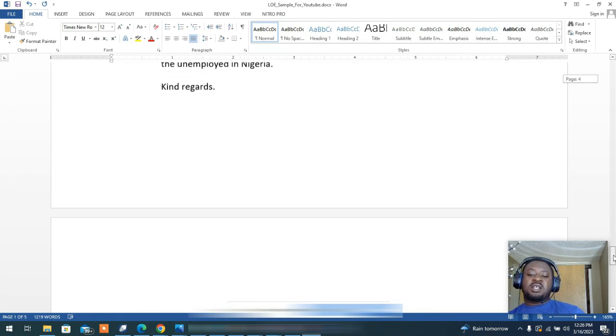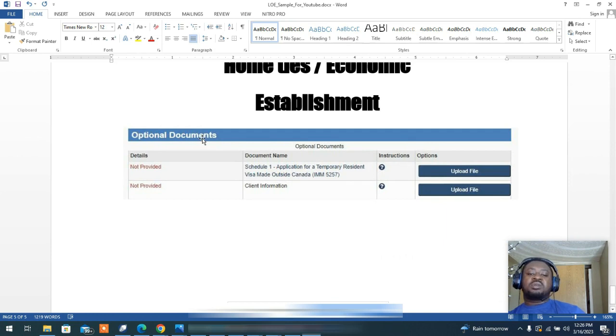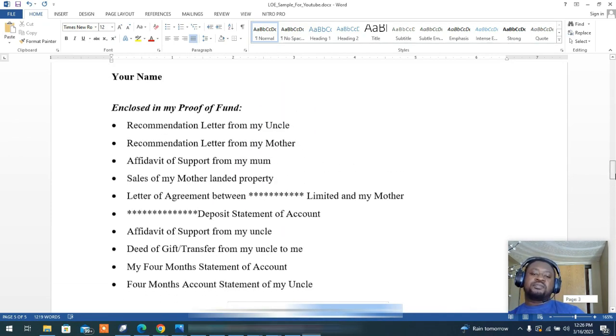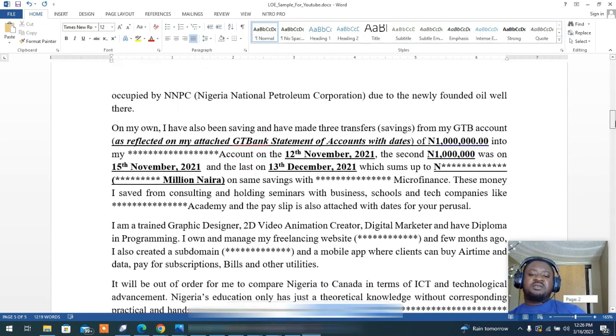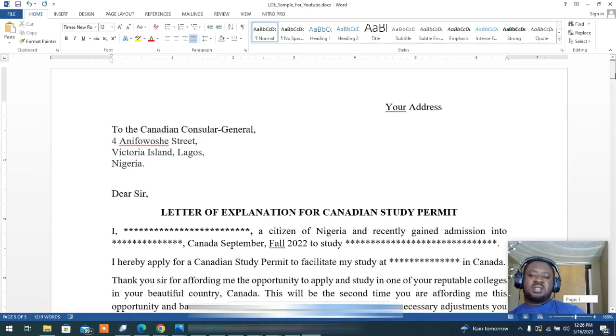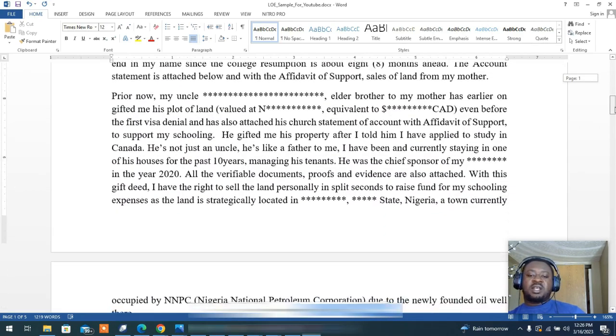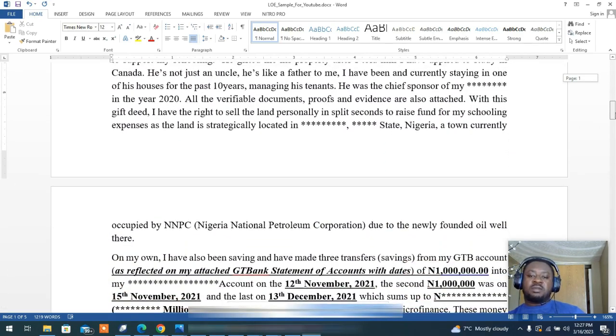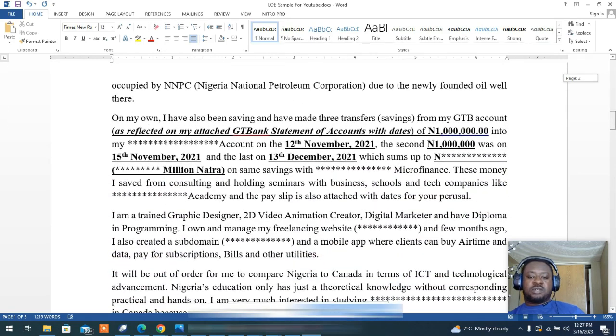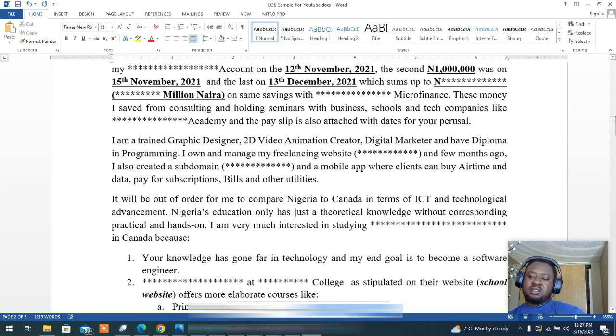Now, if you go down, I can see that it's written as an optional document called the client information. It's not really optional. So you need to do a good job. And if you're having issues writing it, you can email me, and I can provide some assistance from my personal experience. So we have come to the end. If you have any questions, just drop them in the comment section, and I will try and assist.